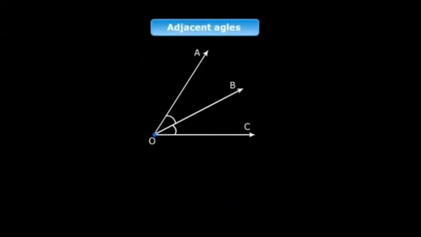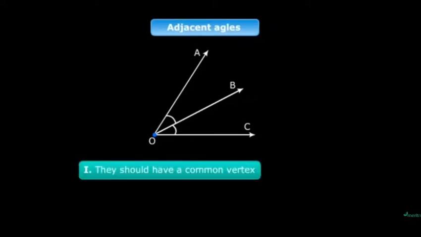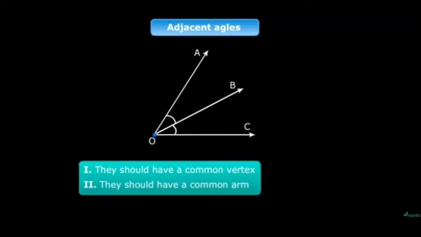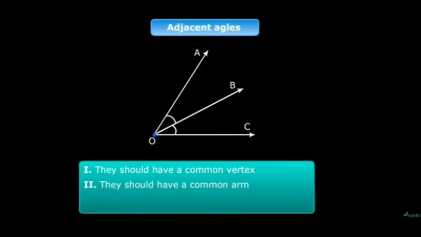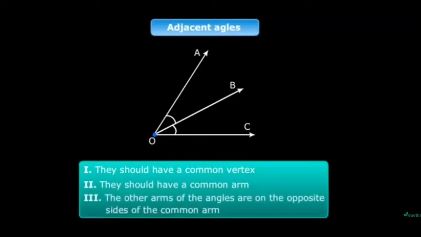Do you know what adjacent angles are? Look at this image. You've seen this? Now let me first give you the conditions for two angles to be adjacent. Listen carefully. They should have a common vertex, they should have a common arm, and the other arms of the angles are on the opposite sides of the common arm. Now let's examine this figure. Look at the two angles AOB and BOC.